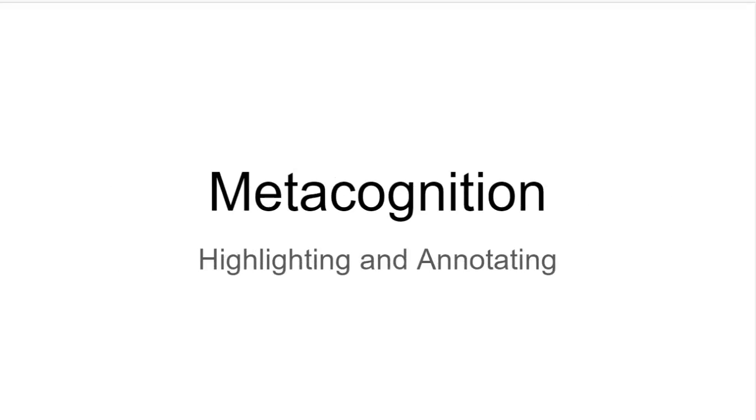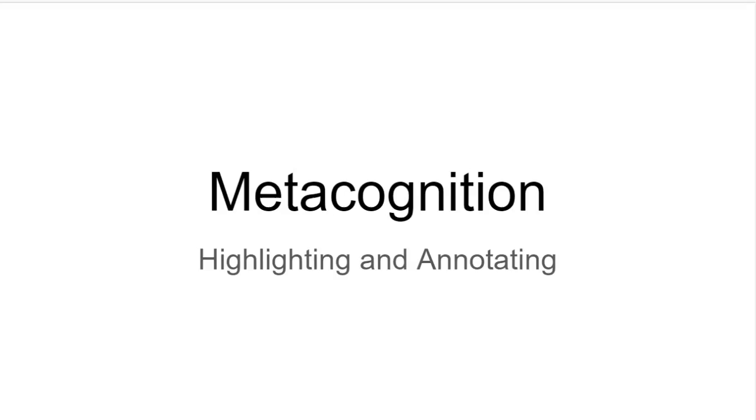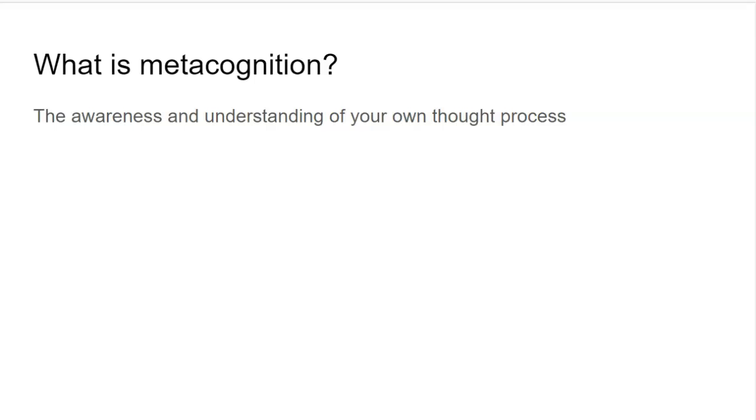So in this lesson, one of the main skills that we talked about was metacognition. And metacognition deals with highlighting and annotating the text. Highlighting meaning the portion that you actually move your cursor across and highlight. But then the annotating portion is when you make a note about that. And that shows your thinking, which is metacognition. So what is metacognition? The technical definition is the awareness and understanding of your own thought process.